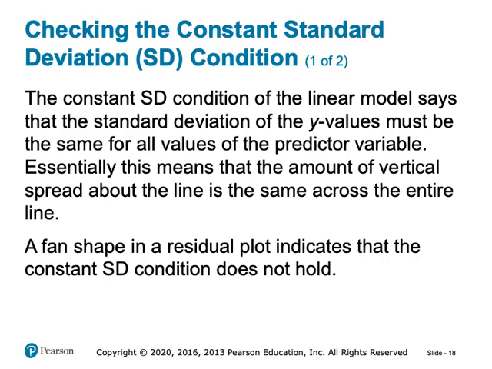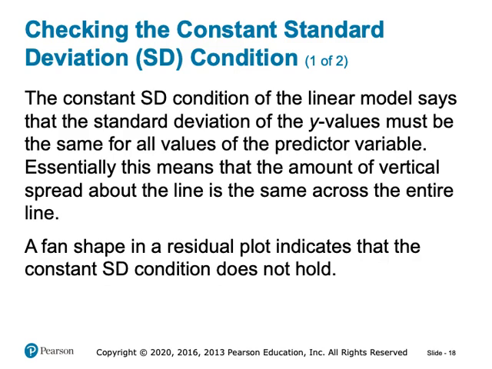Let's now discuss the importance of checking the constant standard deviation, SD condition, in a linear regression model. The constant SD condition, also known as homoscedasticity, requires that the standard deviation of the residuals, the differences between observed and predicted values, remains the same across all values of the predictor variable. Essentially, this means that the amount of vertical spread around the regression line should be consistent across the entire range of data. When this condition is met, the variability of the response variable is constant, regardless of the value of the predictor variable. If this condition is violated, it suggests that the model's predictions are more accurate for some values of the predictor variable than others, which can lead to unreliable inferences and predictions.